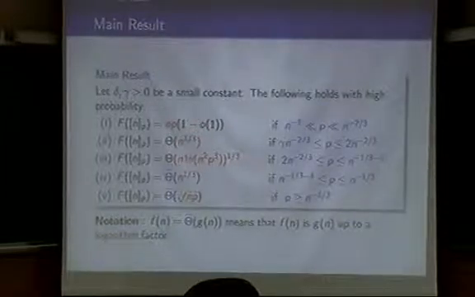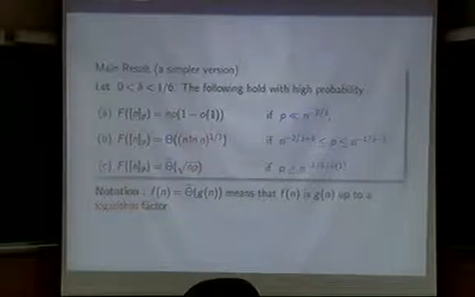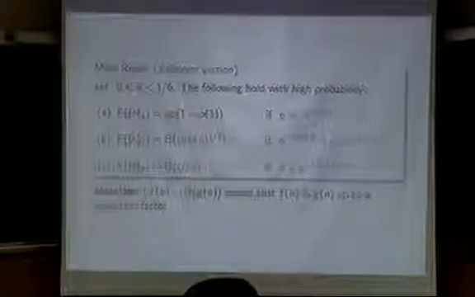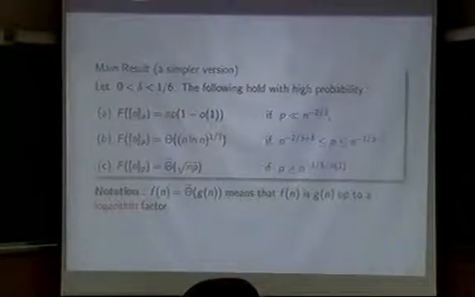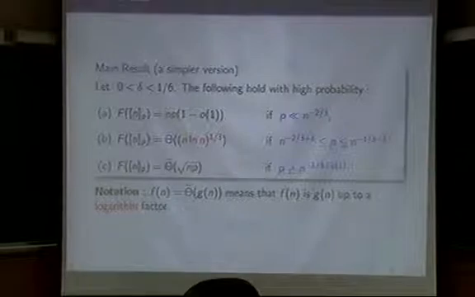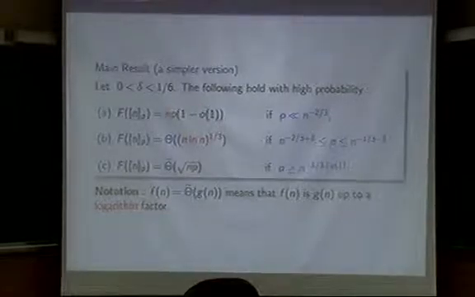So let me give you a simpler version like this. Instead of 5 lines, I just wrote down 3 lines. So if p is far smaller than n to the negative 2/3, capital F of n p is np, which is the size of the random set. So that's what I mentioned before.